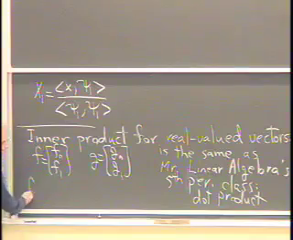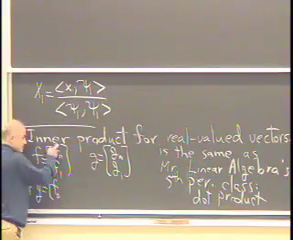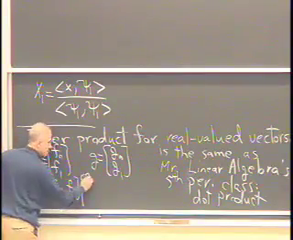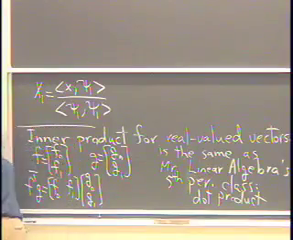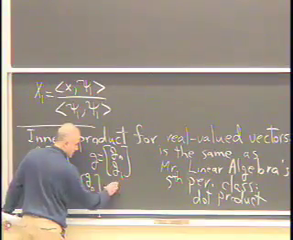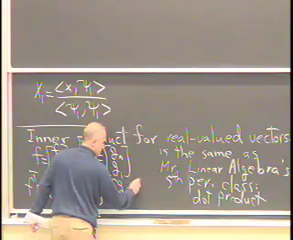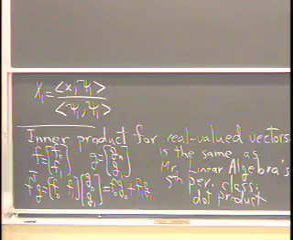So that was what? F transpose G, which was you make this into a row vector, F0, F1, and you multiply it by G0, G1. So you get the product of the first components and the next component. And if the vector is larger, then you can continue on with the other components.